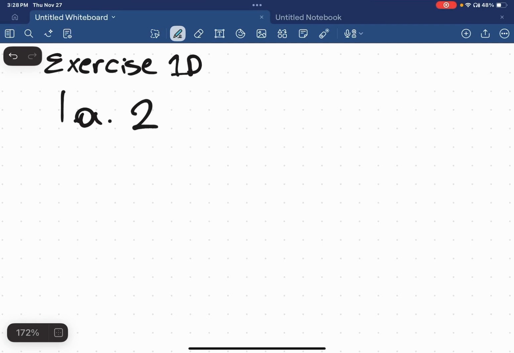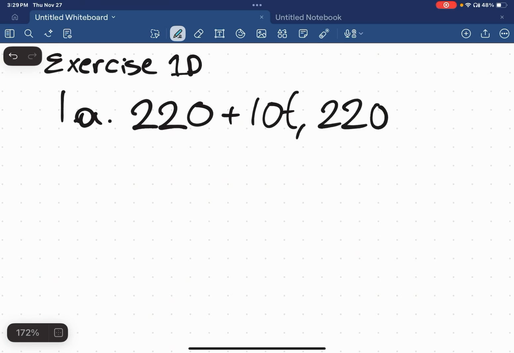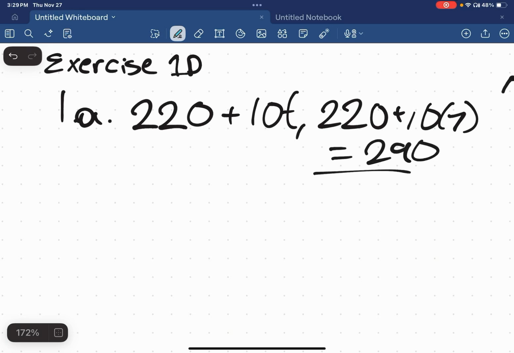Since we know that at first they sold 220 televisions in 2010, and each year, well, actually it says each 6 months the shop sells five more TVs, we can just multiply that by two so we can get a year. So in 1 year, the shop would sell 10 more TVs. So we can just do plus 10T. And if we plug in 1, 2, or 3 for T, that'll evaluate the year. So we're going to plug 7 in for T. Then we get 220 plus 10 times 7, which is going to be equal to 290 televisions sold in 2017.